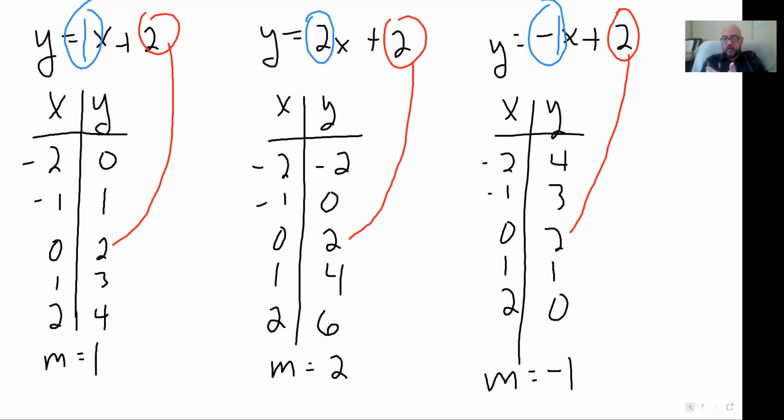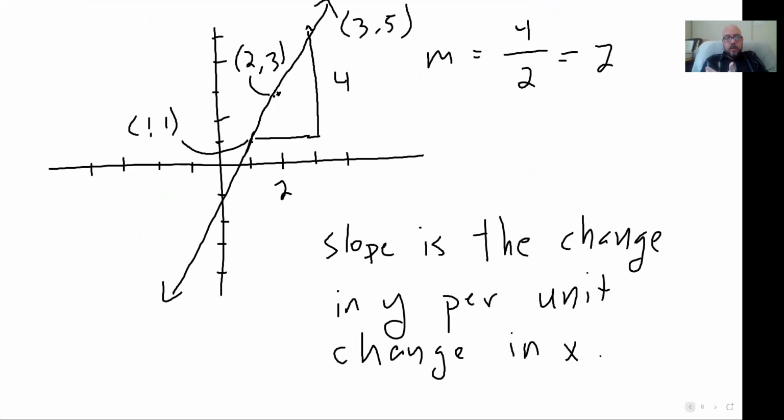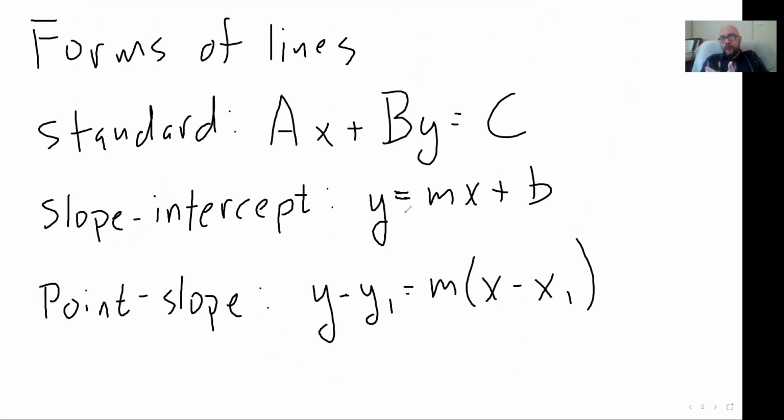So if I go back a couple pages here, this one. This form of the line is really convenient because you can just look at it and see the y-intercept and the slope, or I should say the y-coordinate of the y-intercept and the slope.